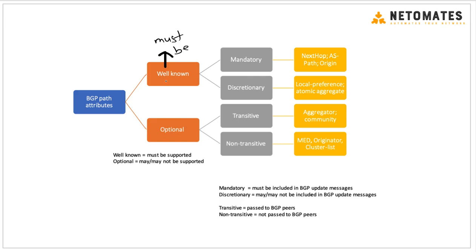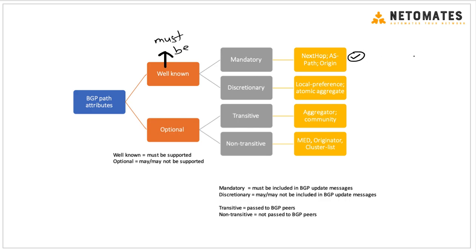Then in the well-known, again we have two subcategories: mandatory and discretionary. The well-known mandatory attributes are next hop, AS path, and origin. When we say mandatory, it must be advertised to the peers.